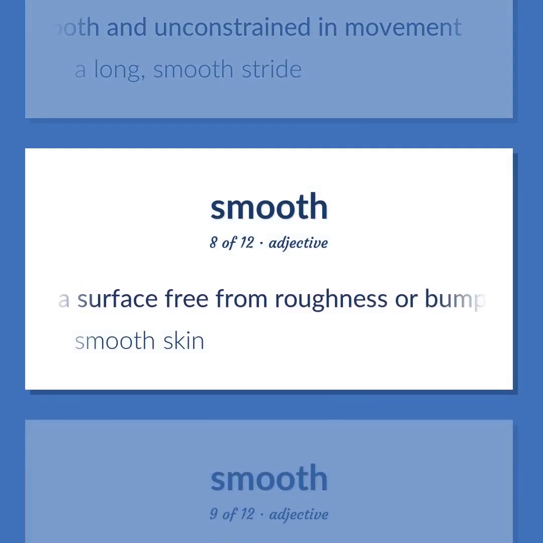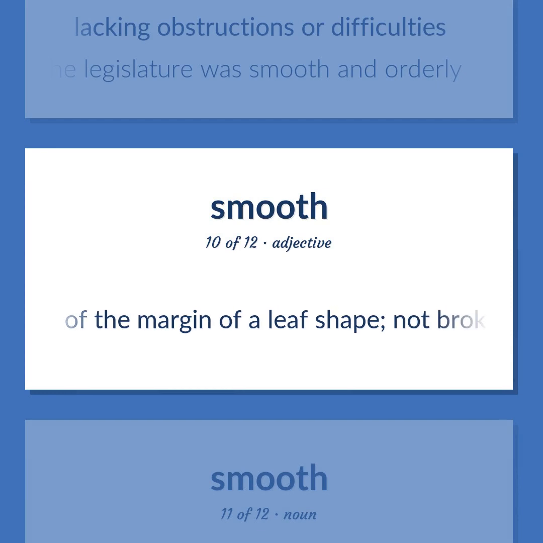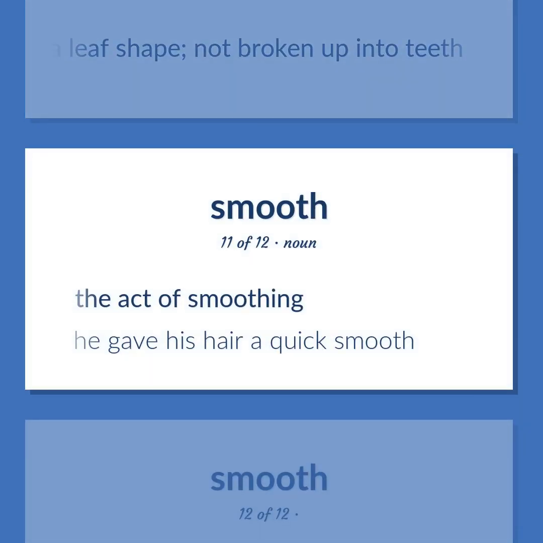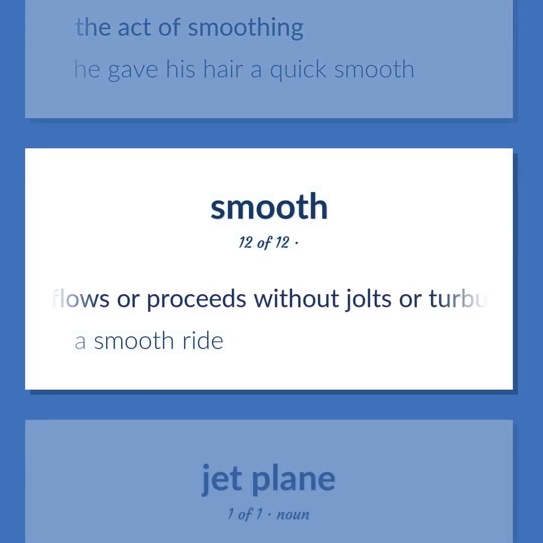Having a surface free from roughness or bumps or ridges or irregularities. Smooth skin. Lacking obstructions or difficulties. The bill's path through the legislature was smooth and orderly. Of the margin of a leaf shape, not broken up into teeth. The act of smoothing. He gave his hair a quick smooth. Of motion that runs or flows or proceeds without jolts or turbulence. A smooth ride.